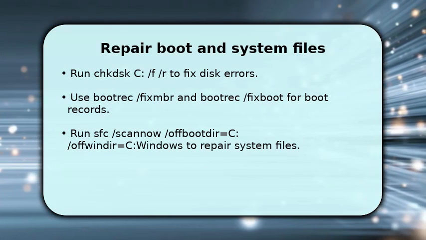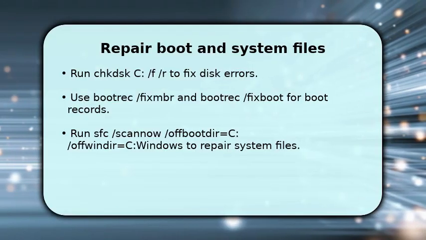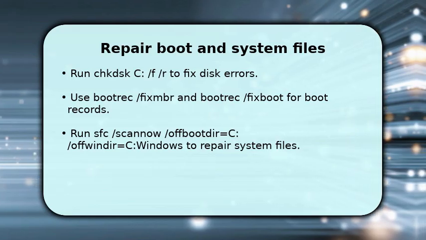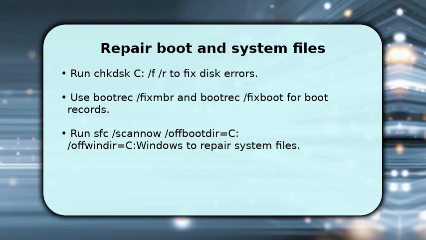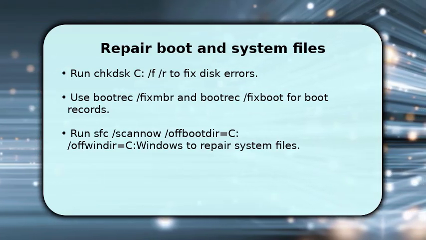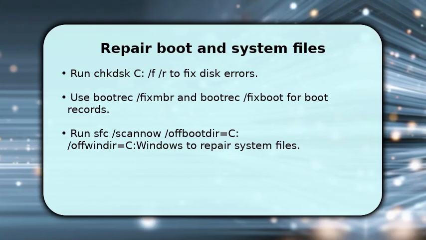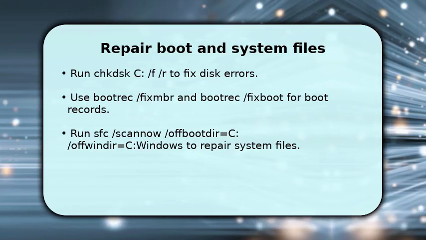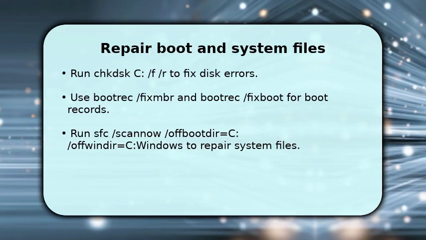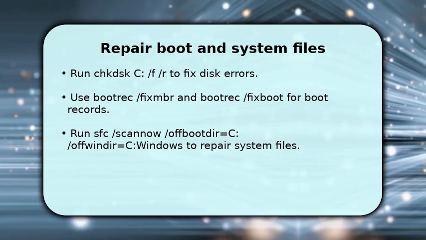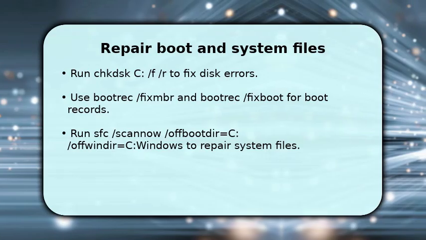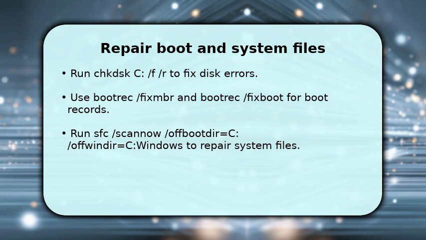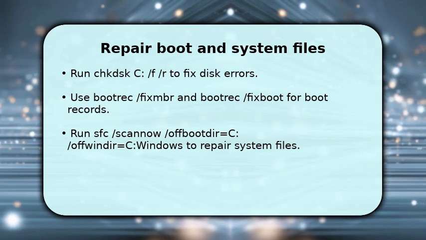Next, you address disk integrity and boot records, because 0xc00000b often stems from corrupted boot or system files. First run chkdsk c: /f /r to locate and repair bad sectors. This prevents file access errors. Then run bootrec /fixmbr and bootrec /fixboot to restore master boot record and boot sector. These commands re-establish proper boot code. Once done, run system file checker offline, sfc with /offbootdir and /offwindir to repair missing or damaged Windows files.